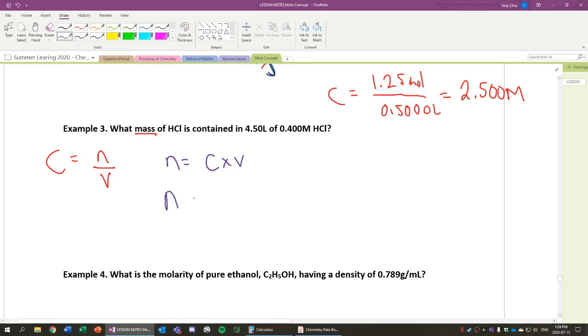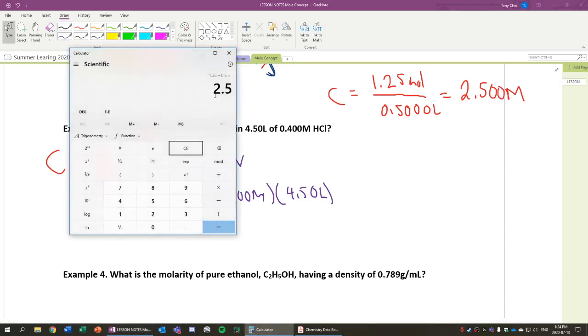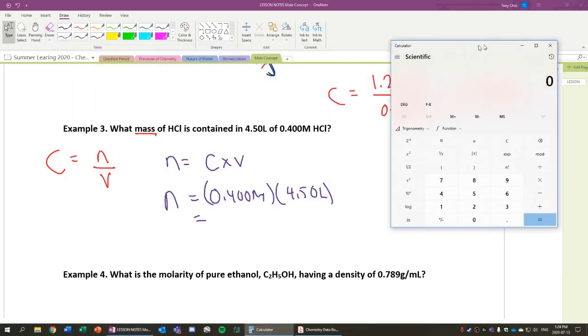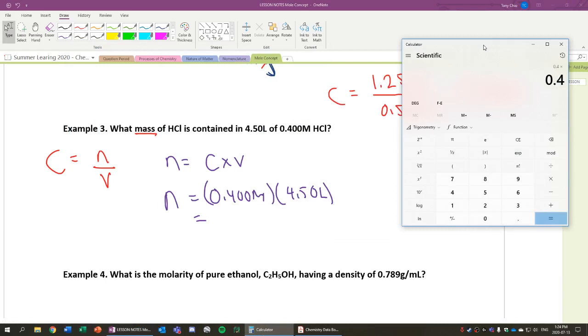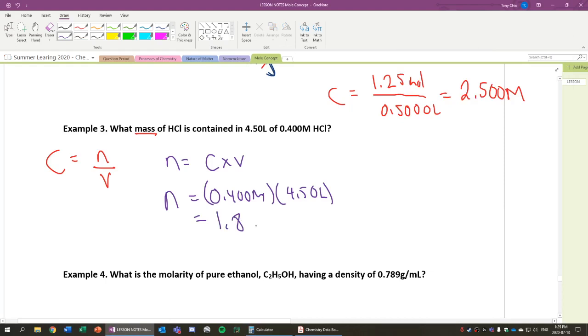So, the number of moles, N, is equal to 0.400 molarity times 4.50 liters. What is the number of moles here? Well, in this case, you're going to get 0.4 times 4.5. You're going to get 1.8 as your number of moles. 1.8 moles. And now you can solve for your mass, because you could find the mass of HCl.